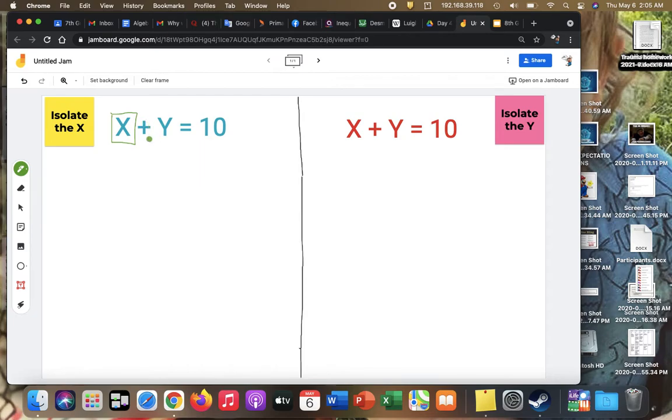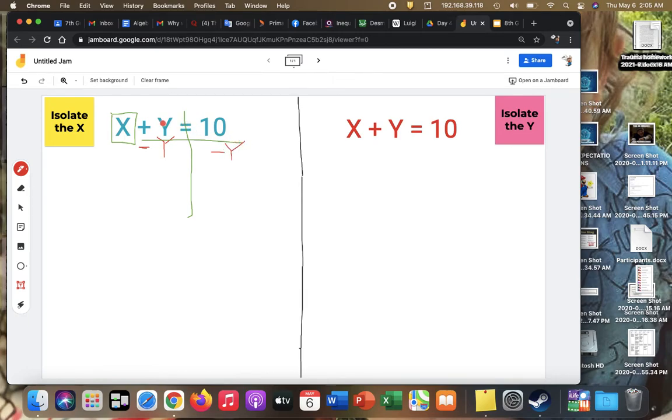We get rid of plus by using the inverse operation. The inverse operation of plus is minus. So I am going to minus y on both sides. Remember, what you do on the left, you must do the exact same thing on the right. So if I minus y on the left, I'm also going to minus y on the right.